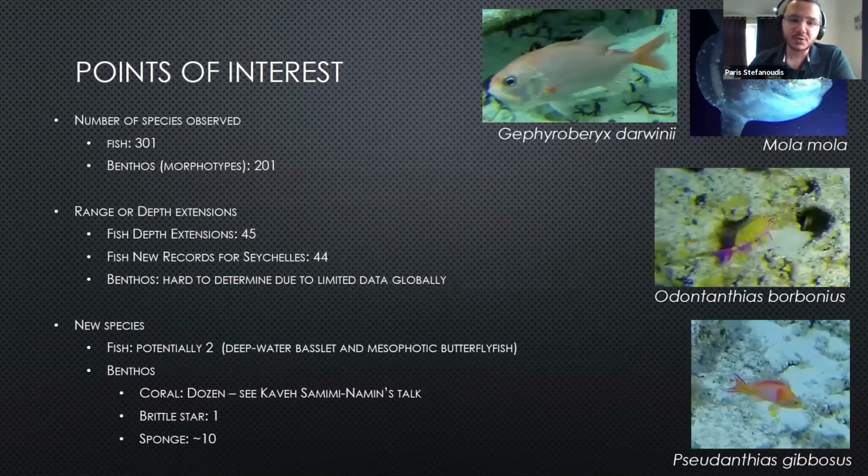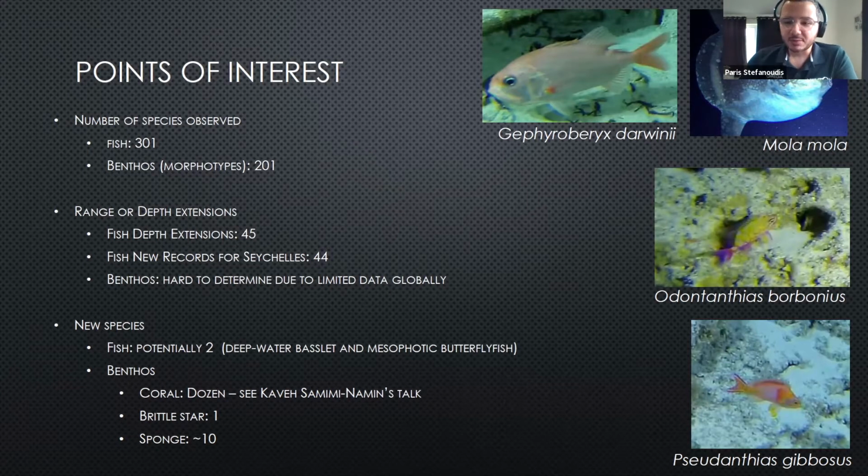Before I show you some of the results, first, some numbers in terms of the analysis itself. We identified 301 fish species, and in terms of benthic morphotypes, almost 200, 201. The reason we use the term morphotype, as Nico explained, is that with video-based surveys, in some cases you might have to go to genus or family level. So you're not talking about species anymore; you're talking about morphologically similar specimens. So we term them morphotypes.